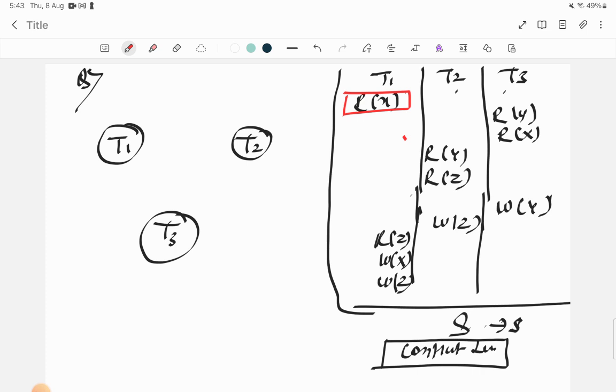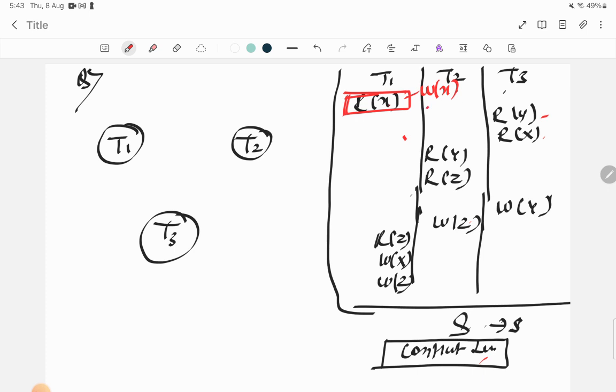So first of all, let's see R of X. What is the conflicting pair for R of X? The conflicting pair for R of X is W of X. So let's check whether W of X is present in any other transaction or not. Is there a W of X? No. It is in the T1 transaction, so it doesn't work for us. In the same transaction, no need to check.